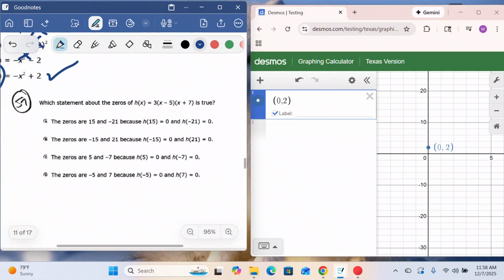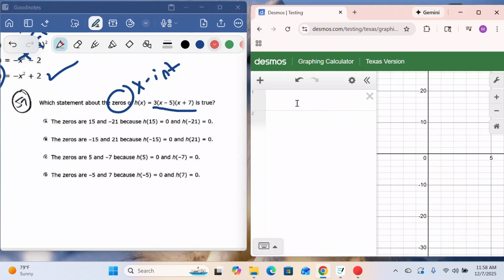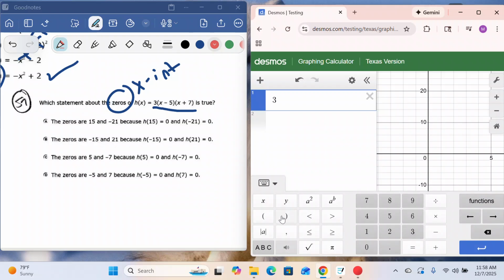If I look at the next one, it is telling us the zeros. Remember, the zeros are your x-intercepts. And all I have to do is plot this right here, and that gives us our zeros. So let me go ahead and input. I'm going to input 3, open parentheses, x minus 5, close parentheses, open parentheses, x plus 7, close parentheses. Almost forgot my 7. I don't want to forget that 7.